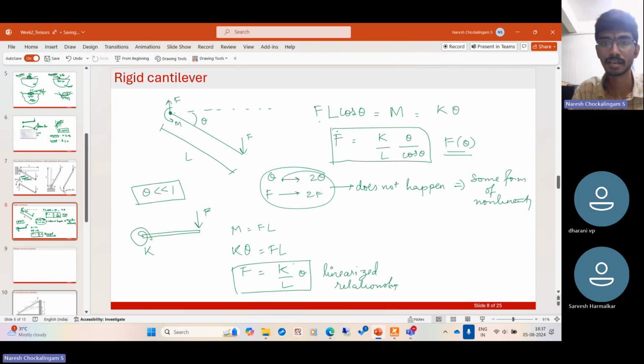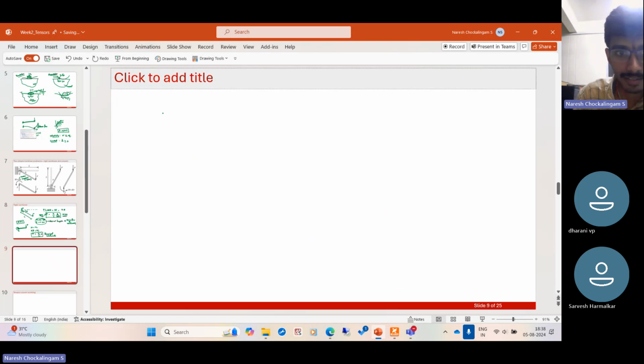Whereas this is the correct geometrically nonlinear relationship. Are these two related? Because if theta is small, we want this to reduce to this case, right? So let us check that. You can write this F is equal to k by L theta by cos theta, as k by L theta divided by cos theta.